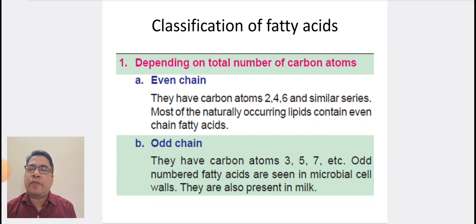Coming to classification of fatty acids, depending on total number of carbon atoms: A. Even chain. They have carbon atoms 2, 4, 6 and similar series. Most of the naturally occurring lipids contain even chain fatty acids. B. Odd chain. They have carbon atoms 3, 5, 7, etc. Odd chain fatty acids are seen in microbial cell walls. They are also present in milk.